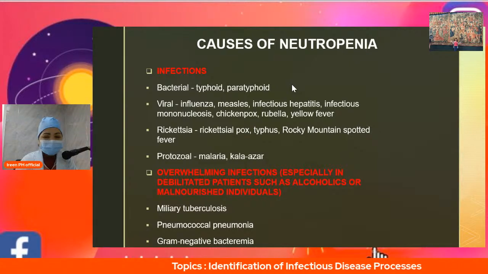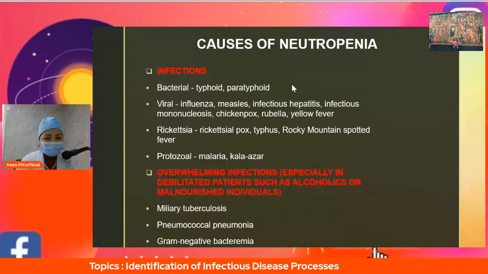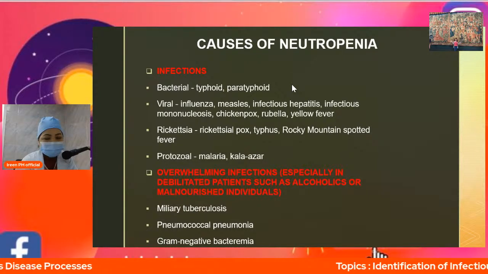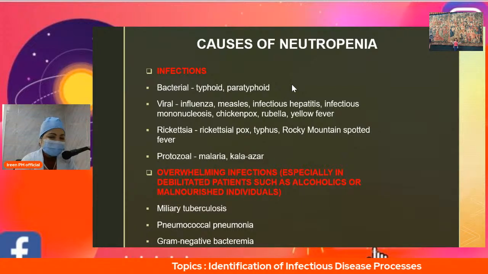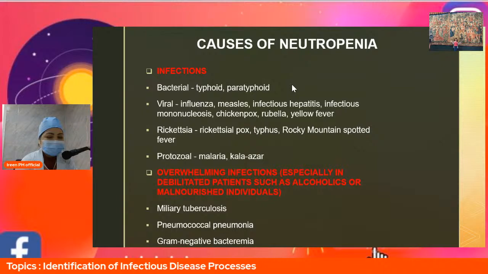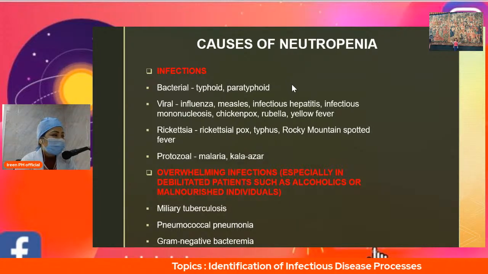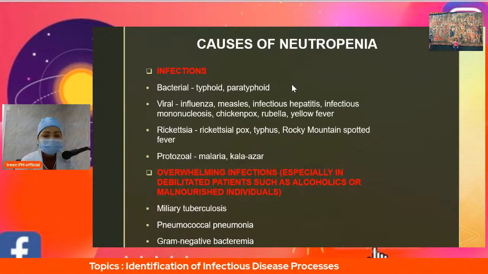Overwhelming infections, especially in debilitated patients such as alcoholics or malnourished individuals. What I said, such as alcoholics or malnourished individuals. Miliary tuberculosis, pneumococcal pneumonia, and gram-negative bacteremia.